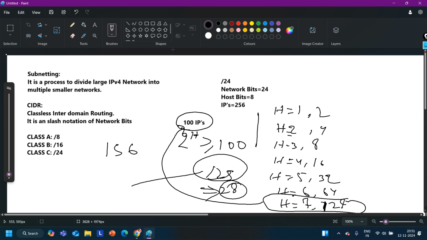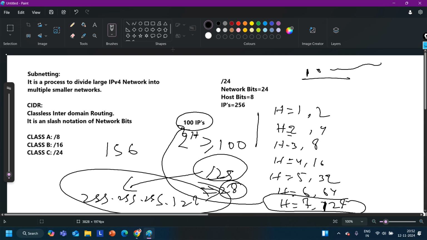And if the slash value is 25, then what will the subnet mask be? 128, because in the fourth octet the first bit is on and all the rest of the bits are 0, right? So it will be 128. Got it?